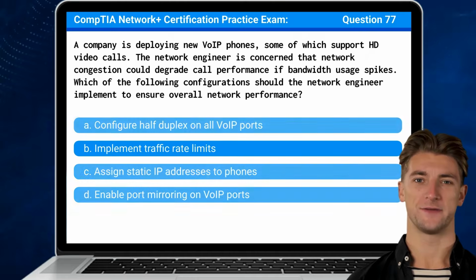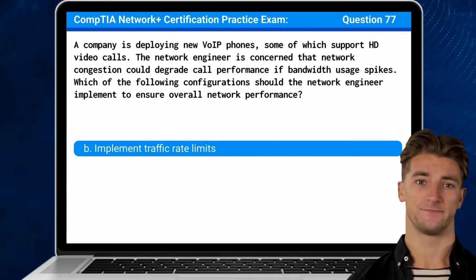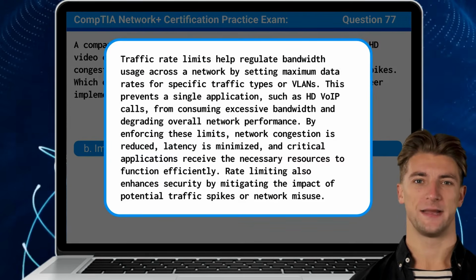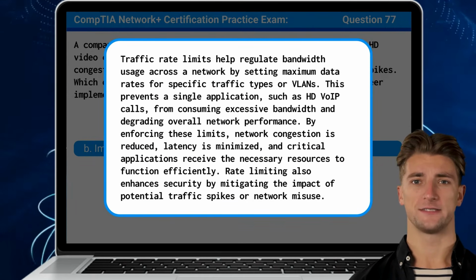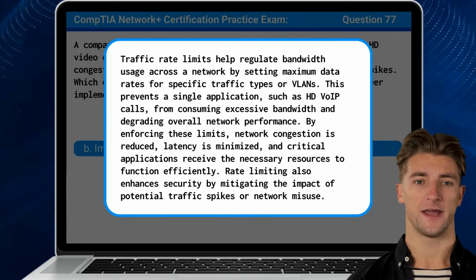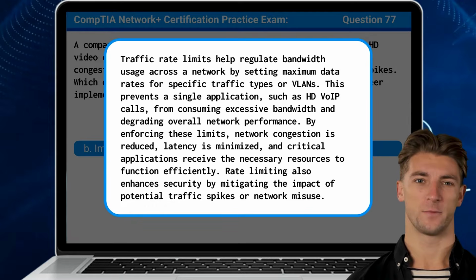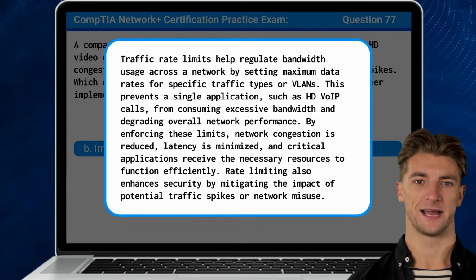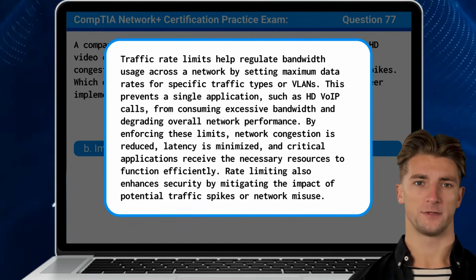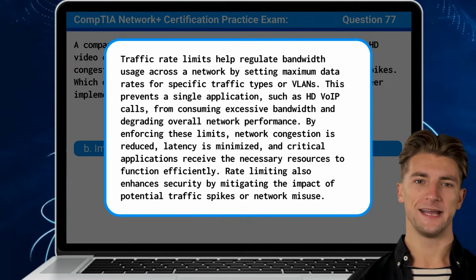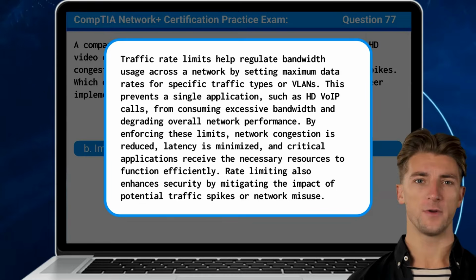The answer is B. Implement traffic rate limits. Traffic rate limits help regulate bandwidth usage across a network by setting maximum data rates for specific traffic types or VLANs. This prevents a single application, such as HD voice over IP calls, from consuming excessive bandwidth and degrading overall network performance. By enforcing these limits, network congestion is reduced, latency is minimized, and critical applications receive the necessary resources to function efficiently. Rate limiting also enhances security by mitigating the impact of potential traffic spikes or network misuse.